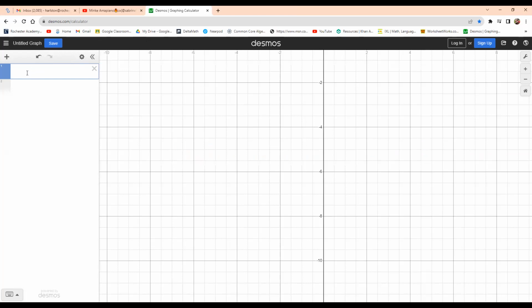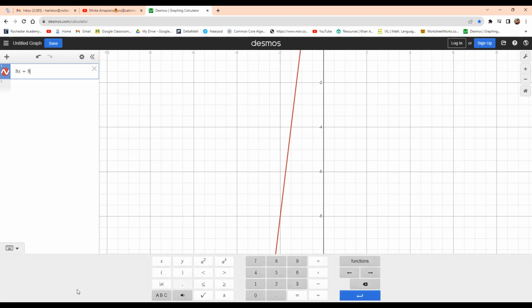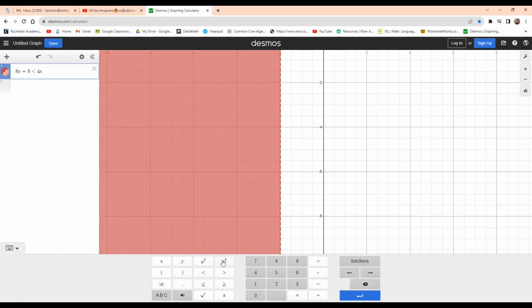Again, make the letters other than G into X. So I'm going to type 8x plus 8, and then I'm going to use the inequality. If you go down here, you should have the inequality less than, and then we're going to do 4x, and then minus 9. All right, so here's the answer.